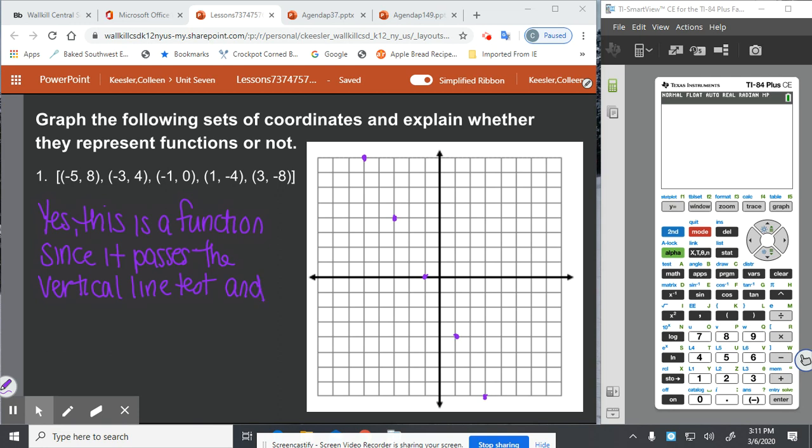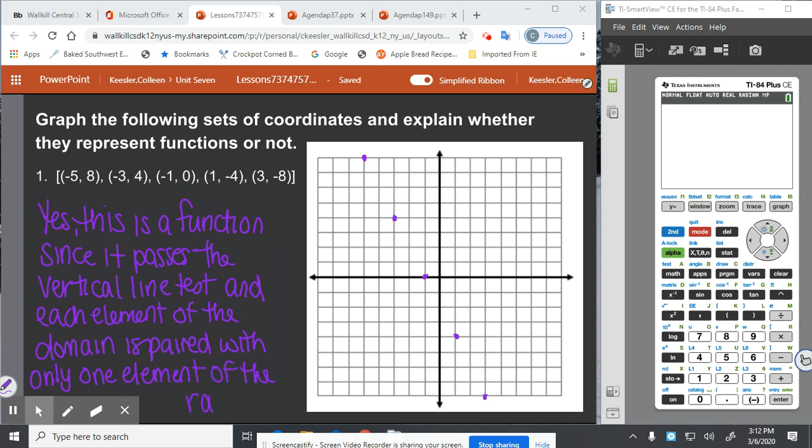And each element of the domain is paired with only one element of the range. So it's very technical terminology, but it's just like saying each x value only has one y value, one corresponding y value. All right, let's take a look at another example.